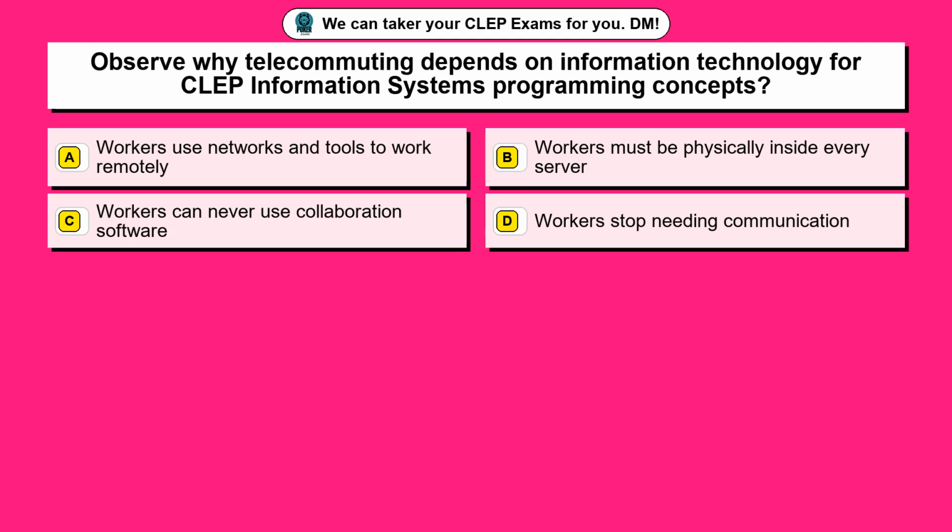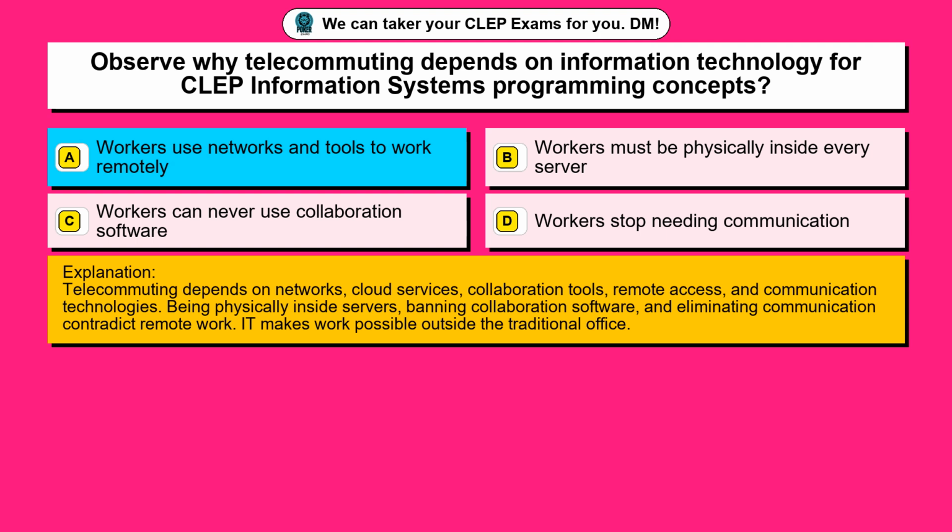Question 99. Observe why telecommuting depends on information technology for CLEP Information Systems programming concepts. Option A, workers use networks and tools to work remotely. Option B, workers must be physically inside every server. Option C, workers can never use collaboration software. Option D, workers stop needing communication. The correct answer is option A, workers use networks and tools to work remotely.